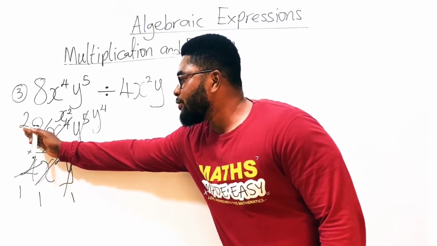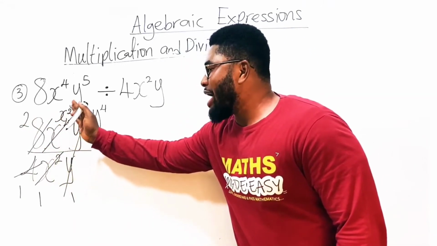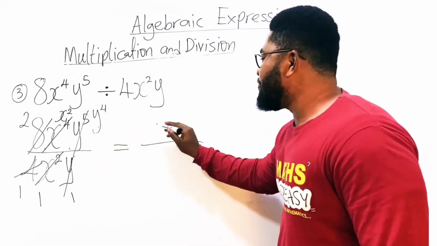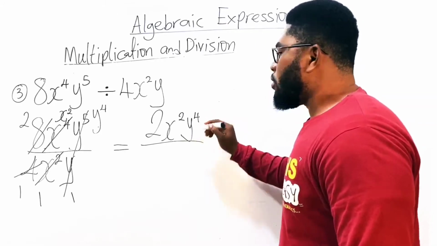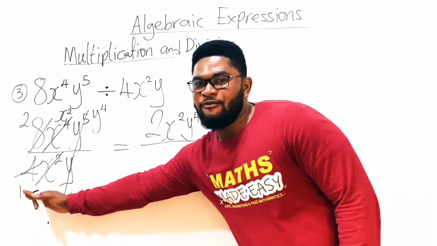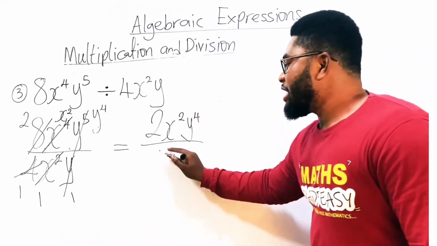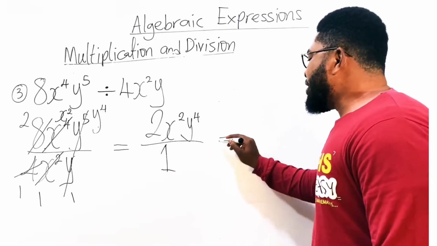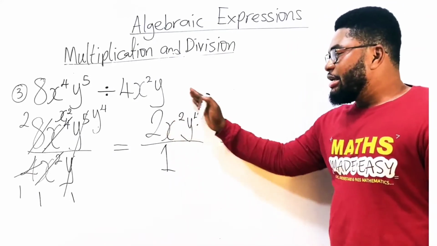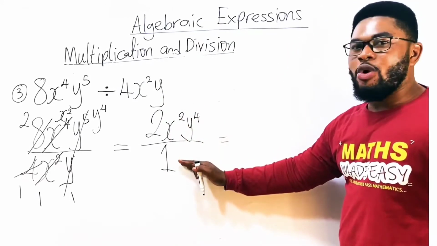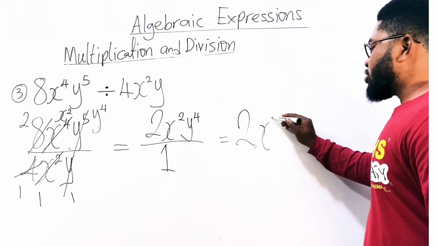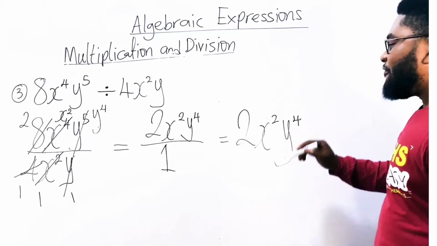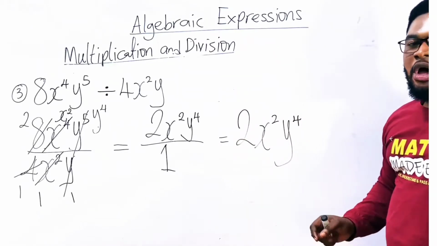Now, let's simplify the terms using the numerator first of all. We have 2 times x squared times y power 4, giving me 2x squared y power 4. Then let's consider the denominator. I have 1 times 1 times 1, giving me still 1. Simplifying further, any number divided by 1 is still the same number. So I have 2x squared y raised to the power 4 as my final answer.